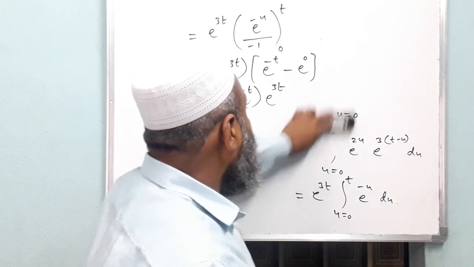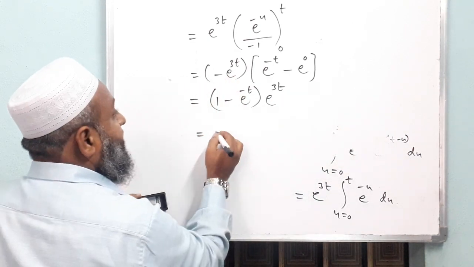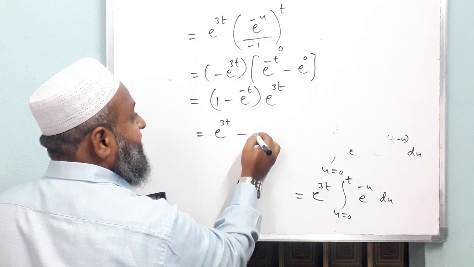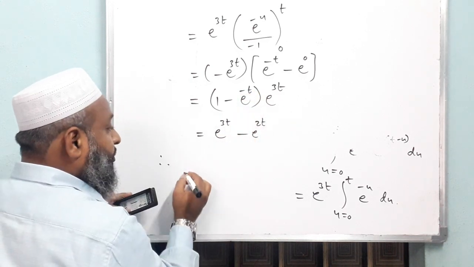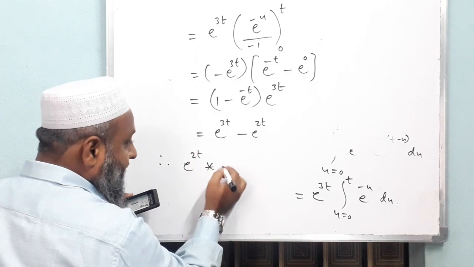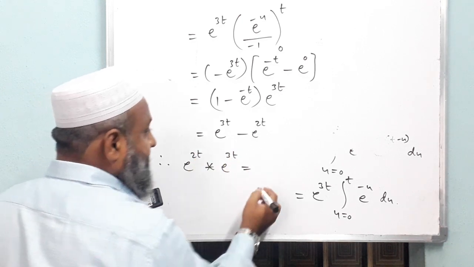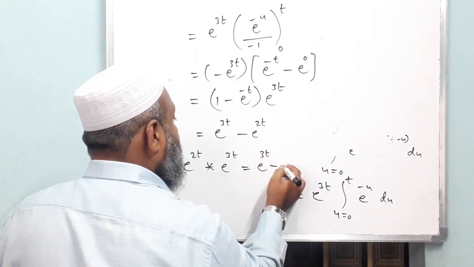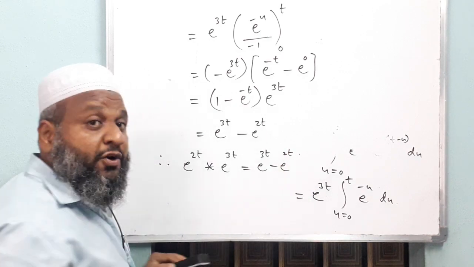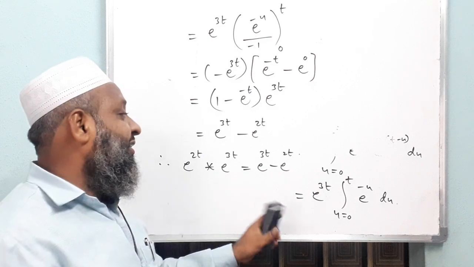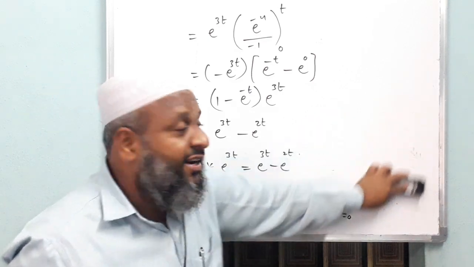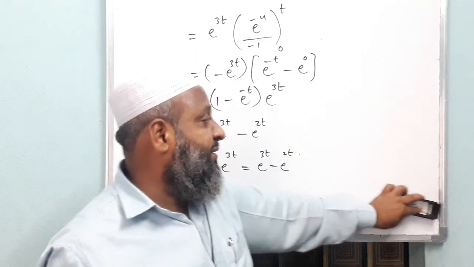Now on simplification it will be e to the power of 3t minus e to the power of 2t. Therefore e power 2t star e power 3t is e to the power of 3t minus e to the power of 2t. But don't draw any conclusion that convolution is nothing but the difference where the functions are interchanged, not like that. It will be very different sometimes.